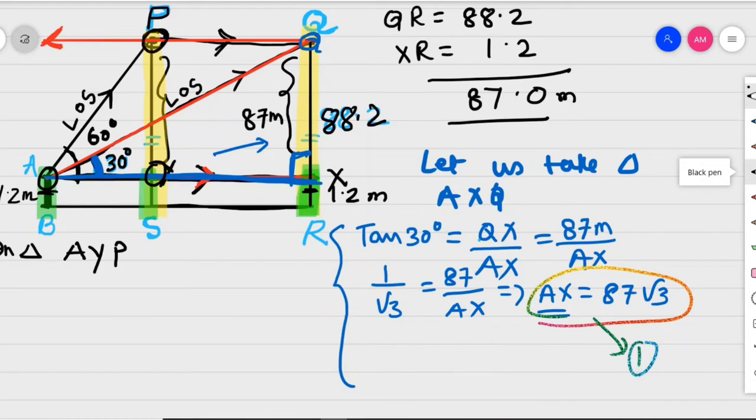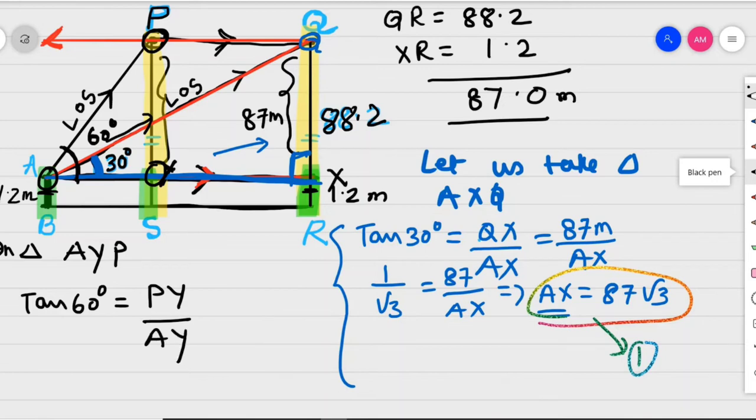AYP. Let us take this triangle. Now from here you see angle PAY. Angle PAY is equal to 60 degrees. So consider tan 60. See, this is the opposite side. Which one? PY is the opposite side and AY is the adjacent side. So tan 60 degrees will be equal to PY by AY.